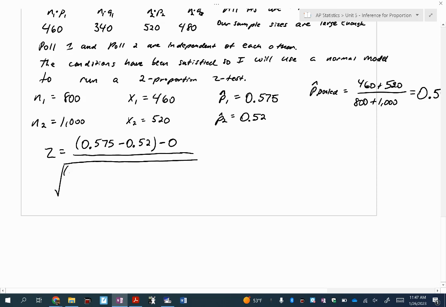All right, try to write small still. 0.544 times, I subtracted it from 1, so 0.456. I think I did that right. Over 800. Plus 0.544 times 0.456. Notice that's the same.